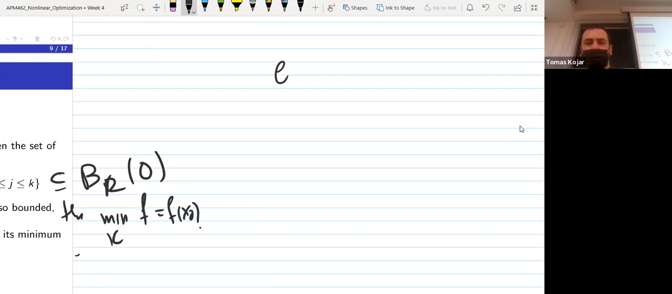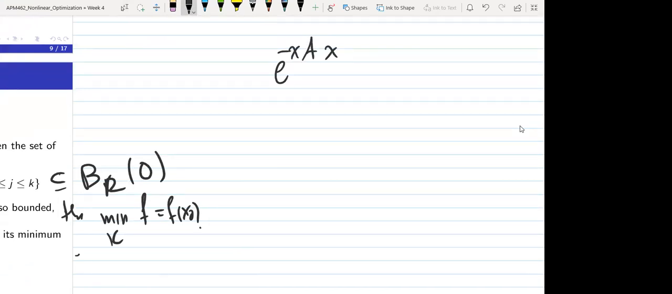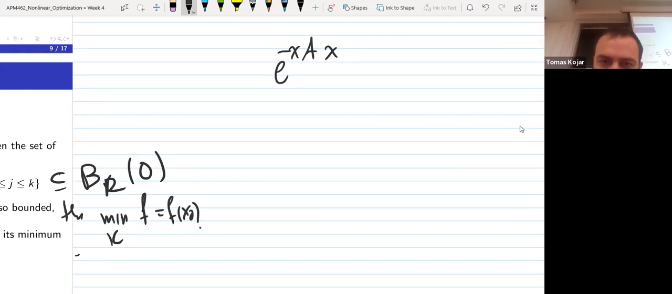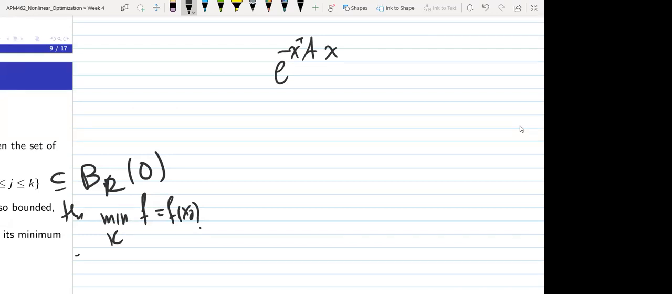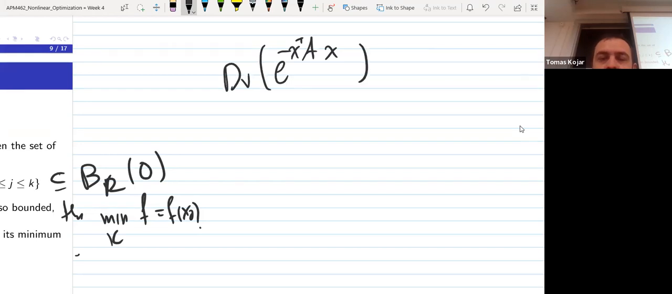Suppose you have something crazier, like this one. Imagine if you sit down and start taking partial derivatives. This would be a nightmare, right? But if we do it with the directional derivative, you can use the chain rule.